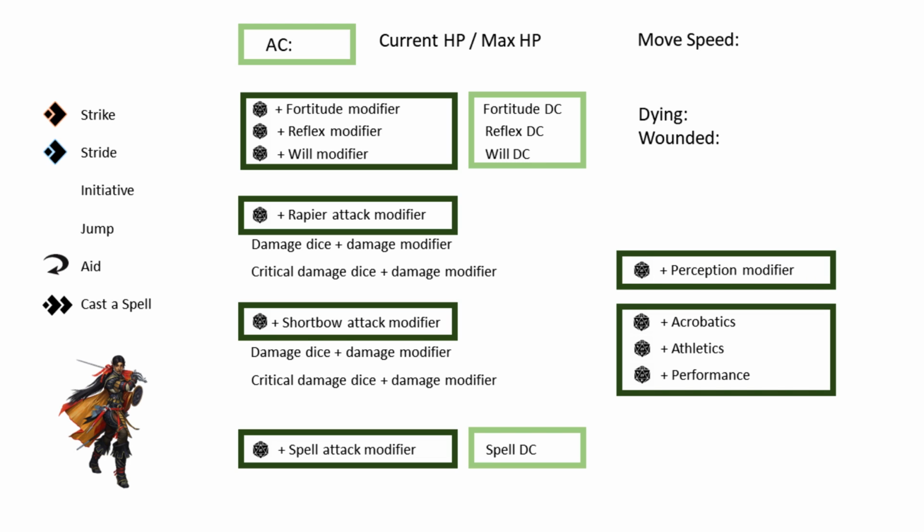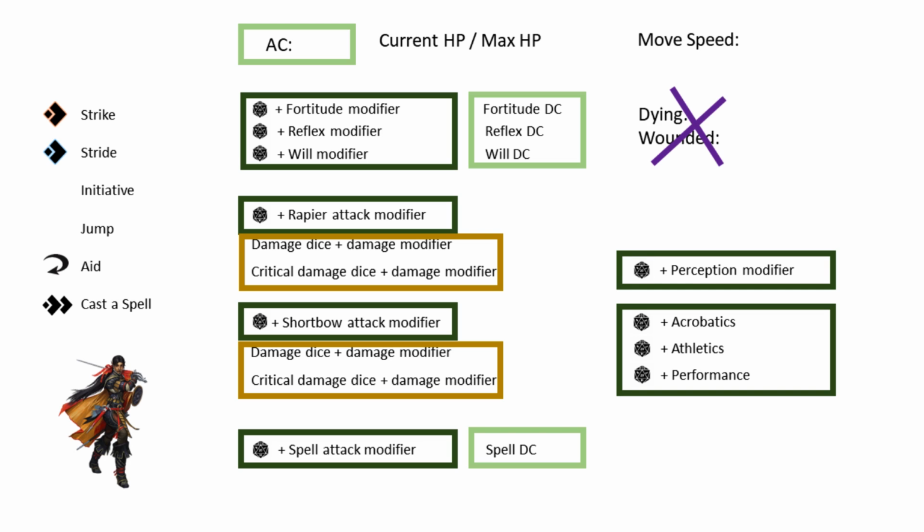Your dying and wounded values, we'll ignore them for now. Then you'll need to know your damage dice and damage modifiers for your attacks. These are dependent on the weapon. Finally, you have your HP and move speed. We'll get to that later.